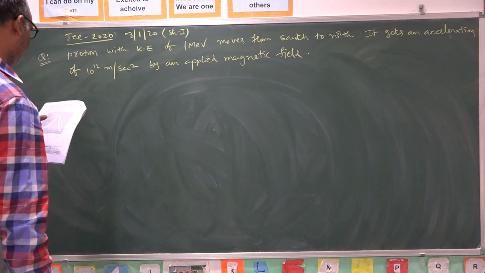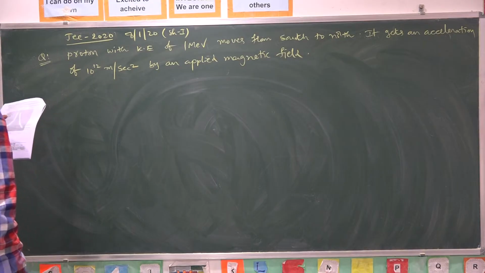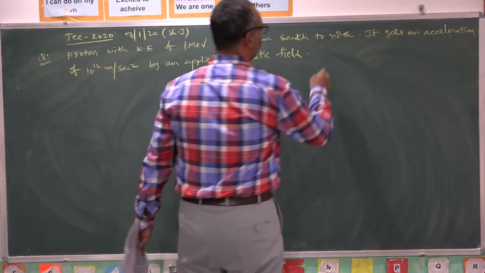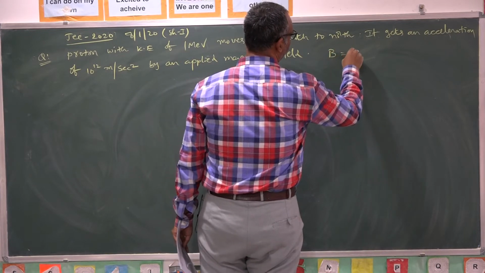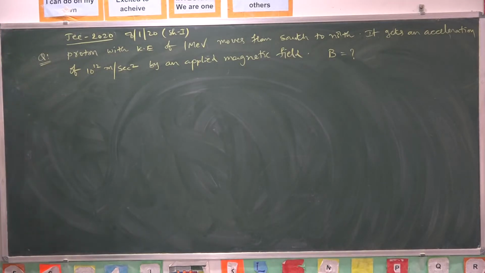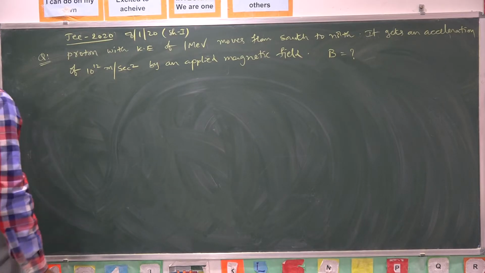Now the question is, what is the value of the magnetic field, that means what is the strength of the magnetic field? This is the question. So the solution is very simple. The concept to which this question belongs is motion of a charged particle in a magnetic field.